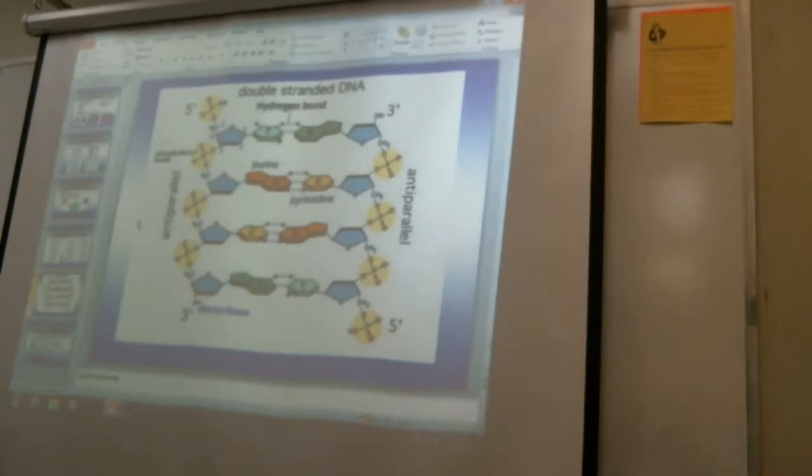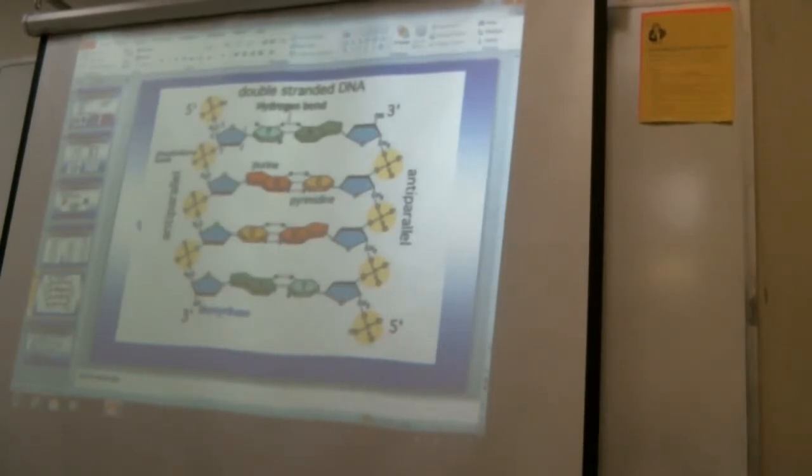So the 5 to 3, 3 to 5 is how the phosphates and sugars connect together. And the numbers represent the carbon position on the sugar, the carbons where a bond's going to form. Nothing happens at the 1st, 2nd, or 4th carbon. Just at the 3rd and the 5th.